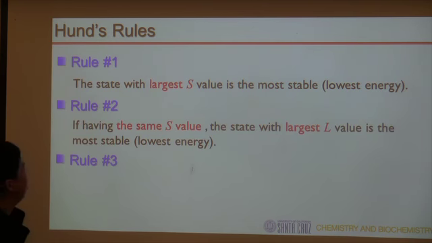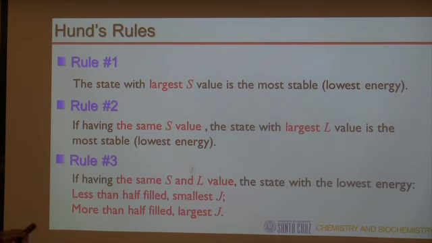The second rule tells you if two term symbols have the same S value, then you compare L. The one with the larger L has the lower energy. So let's say we have 3P and 3D. Which one has the lower energy? D, because capital letter L for this one is 1, and capital letter L here is 2.